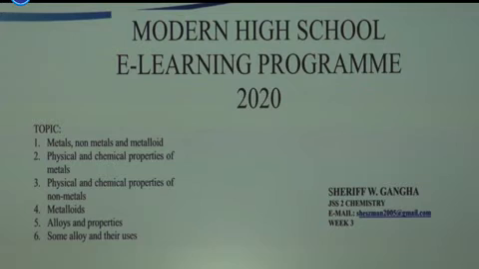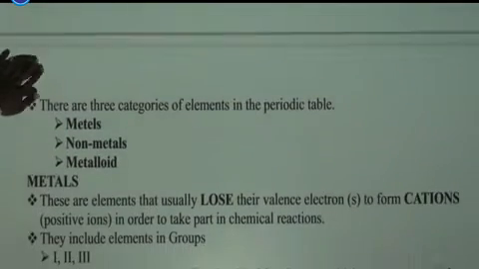And basically, on this side of the page, you can see details of the topics that are expected to be covered in this particular lesson. We're going to look at metals, non-metals, and metalloids. We have to look at their physical and chemical properties in brief. We'll also look at the physical properties and chemical properties of non-metals as well. We'll look at metalloids generally. We'll also have a look at alloys and their properties. And of course, we'll look at some examples of alloys and their uses.